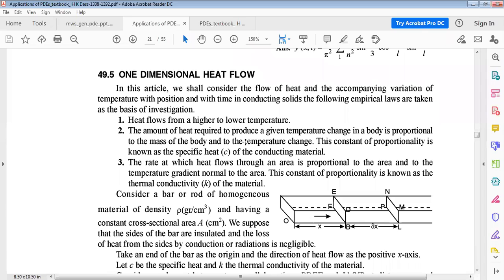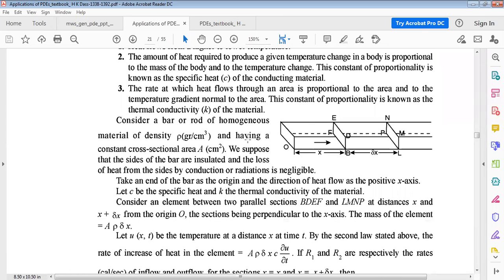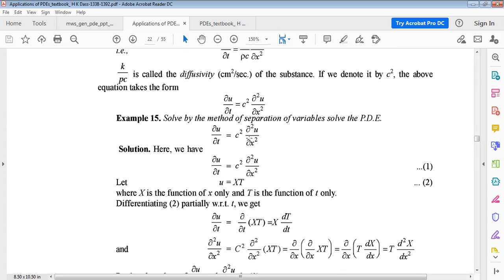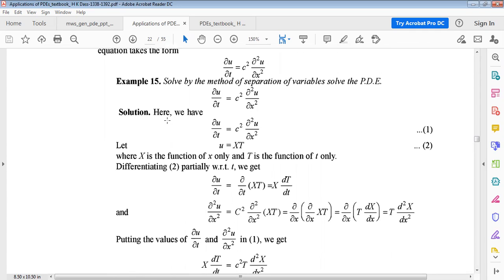One-dimensional heat equation. Okay, how to solve the heat equation? Solve by the method of separation of variables. Solve the partial differential equation. This is actually the heat equation. Okay, how to solve the heat equation? Same procedure. Here this is the given one-dimensional heat equation.